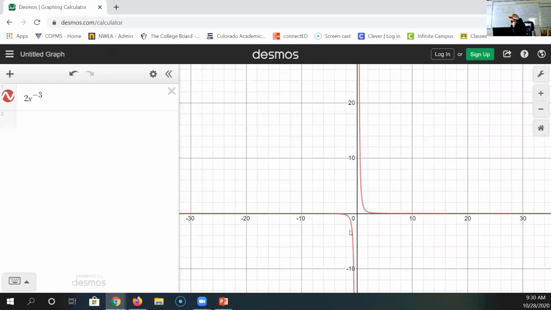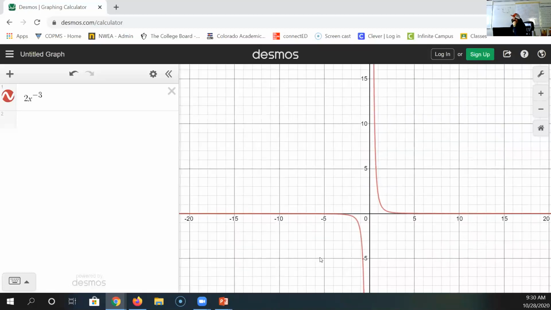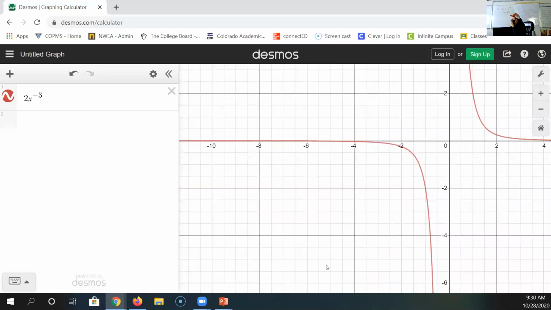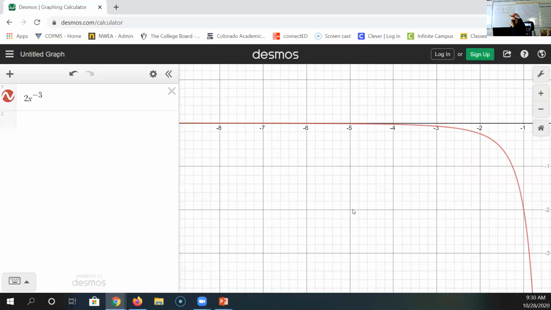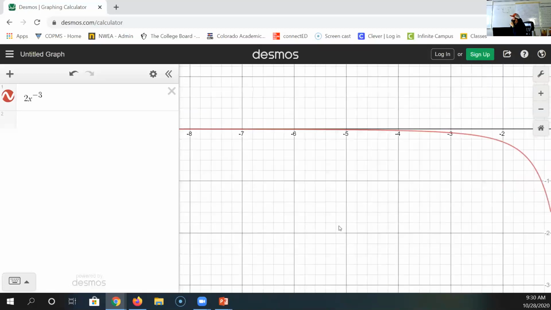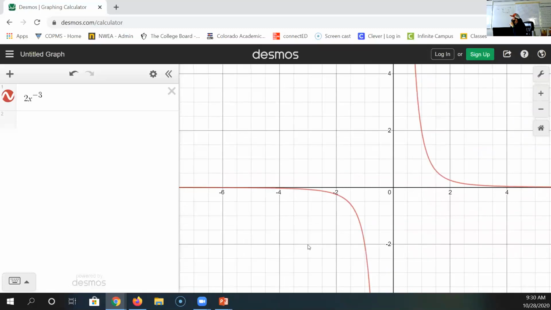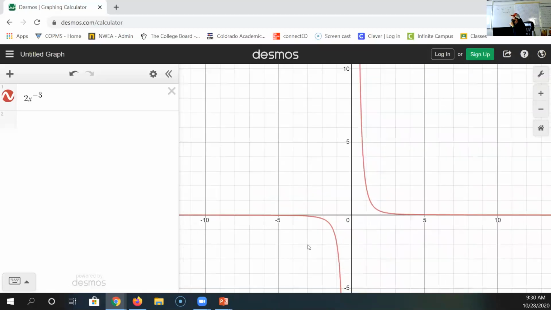I don't like how Desmos looks like it hugs the x-axis. It's not really doing that. Okay, it's decreasing. If I zoom way in, well, that didn't help. It's decreasing from negative infinity to positive infinity. Okay, over the entirety of the graph. Decreasing, decreasing, decreasing. It looks that way because you're decreasing by thousands and millions as you're going from left to right.